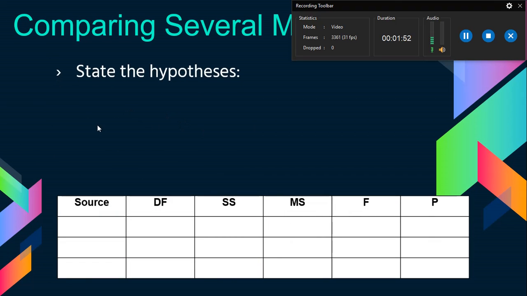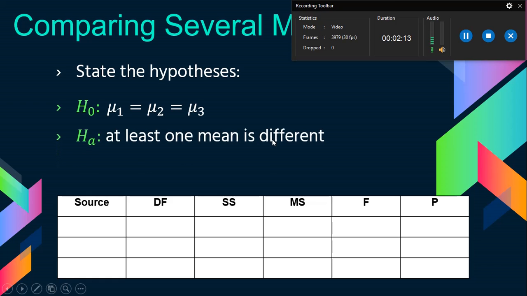So before we run the test, we want to state our hypotheses. The null hypothesis says that all the means are the same. So mu1 equals mu2 equals mu3. I'm maintaining the order that they gave us the information in. So mu1 would be mid-size, mu2 is SUV, and mu3 is pickups. The alternative says at least one mean is different, but beyond that, we don't know if more than one mean is different or they're all different. We just know at least one is.